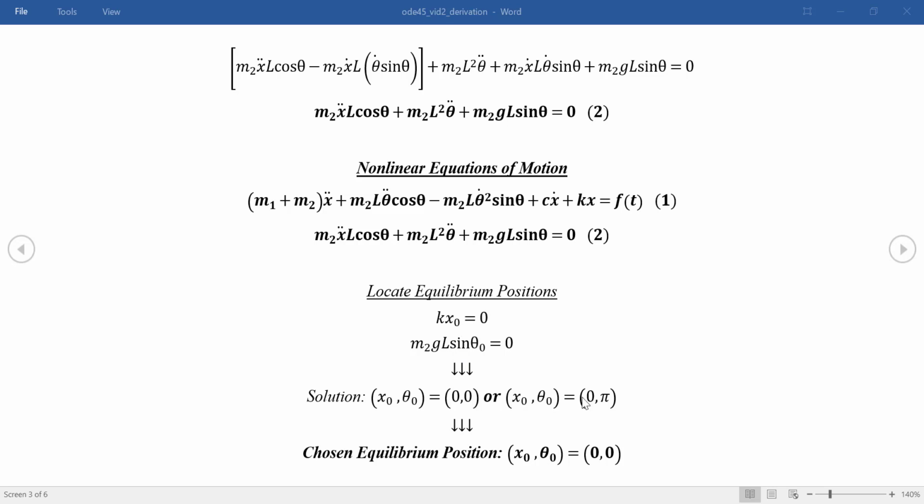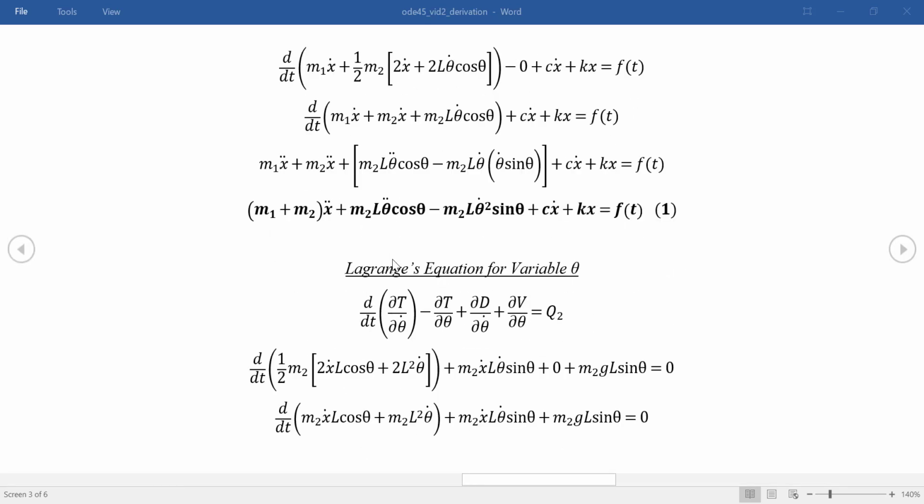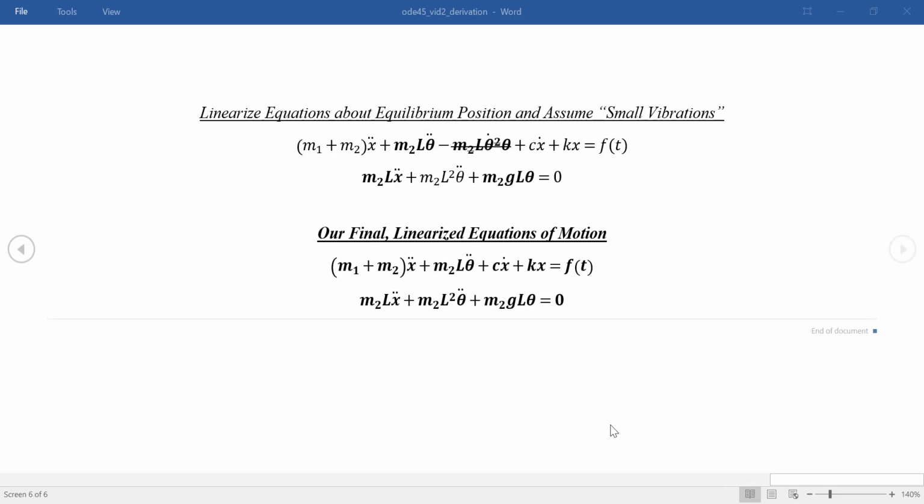Simplifying the equation that way, we end up with these two equations to find our equilibrium positions. And we see that there are two possible equilibrium positions actually. Two solutions, 0, 0 for x naught and theta naught, or 0, pi. Now we choose one position specifically because we're assuming that this mass does not start all the way up here. We're assuming that it starts down here. And if that's the case, then the equilibrium position would have theta naught being 0, not pi. So we choose x naught, theta naught equals 0, 0. And after that, we can finally linearize the equations about the equilibrium position. And we're going to assume small vibrations or small oscillations while we're doing this.